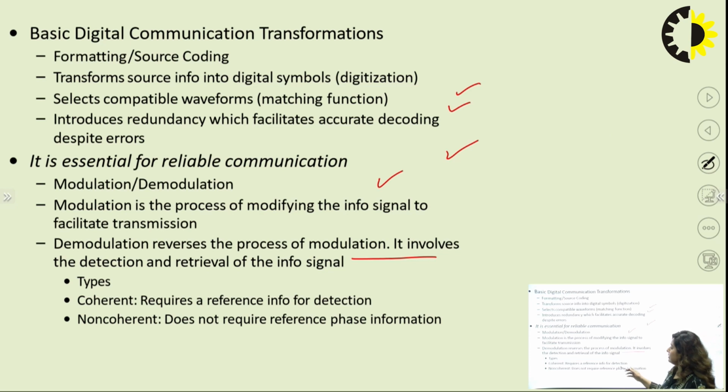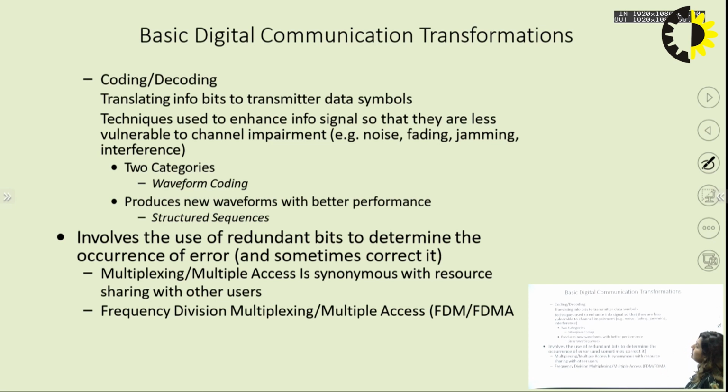So there are some types. In the demodulation process, we can use the coherent detection process, where the carrier waveform which we have used at the transmitter, we have to use the same carrier at the receiver. There are some non-coherent processes also, where we don't require the same carrier at the receiver, and it does not require the phase information to be matched at the receiver. And the categories like coding, decoding.